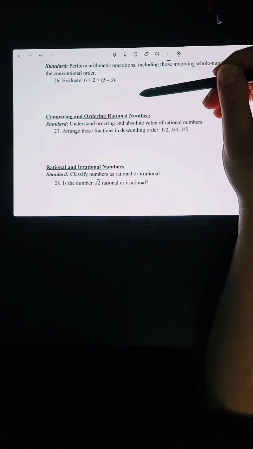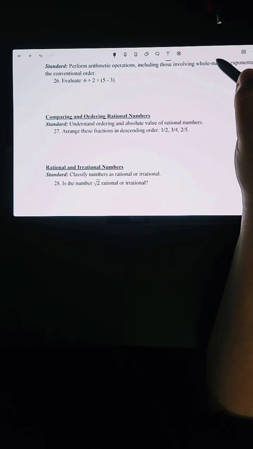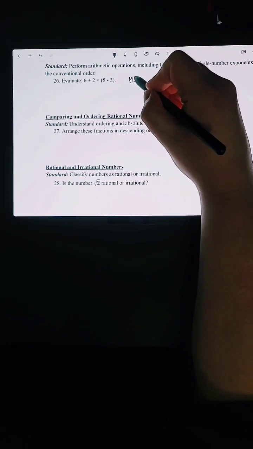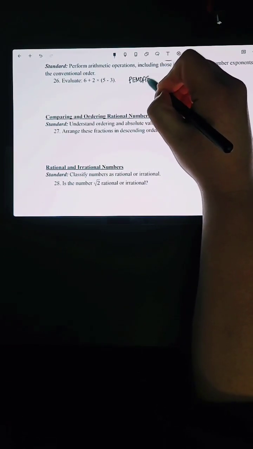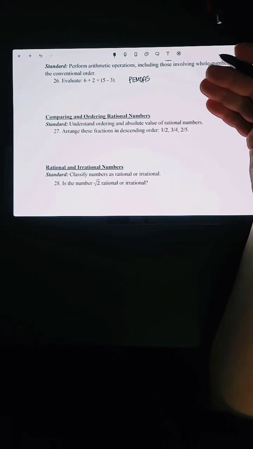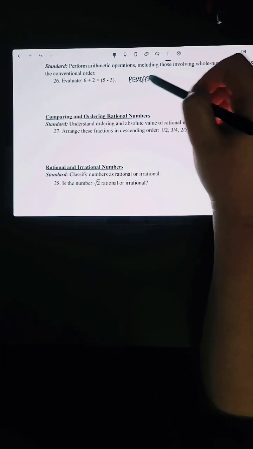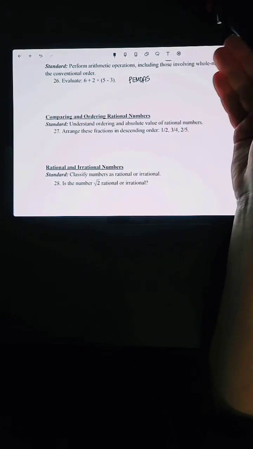And then let's go to this next one where we have evaluate this, it's order of operations. So this is just PEMDAS. So P stands for parentheses, E stands for exponents, M stands for multiply, D stands for divide, A stands for addition, S stands for subtraction. So we're doing those in this order. Like that's the acronym that teaches you the order you're supposed to do things in.